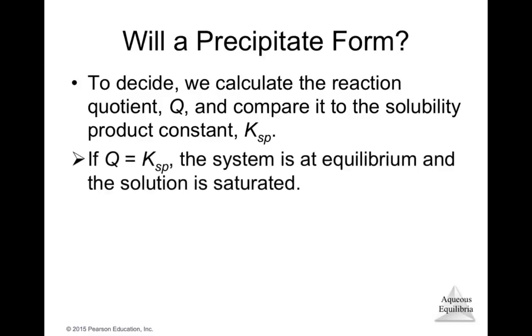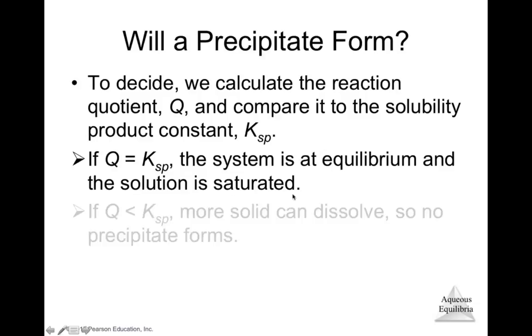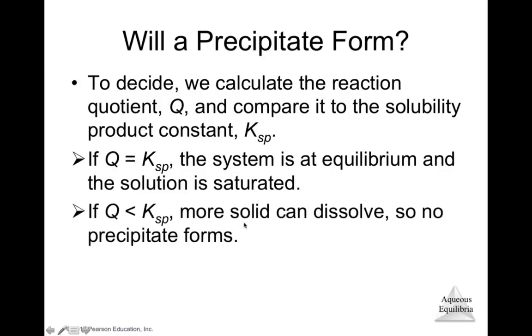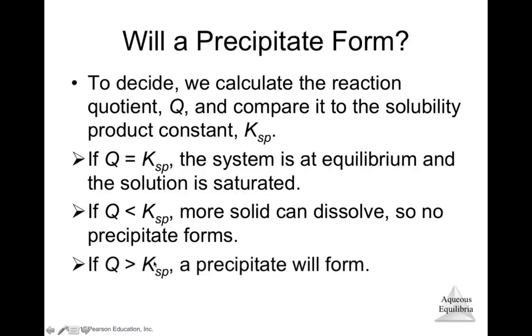For example, if Q is equal to Ksp, the system is at equilibrium and the solution is saturated. If Q is lower than Ksp, more solid can be dissolved, so no precipitate forms. But if Q is larger than Ksp, then a precipitate will form. So the only way that you can know you're going to have a precipitate is when Q is larger than Ksp.